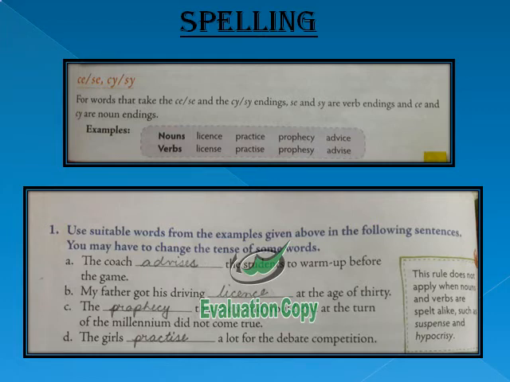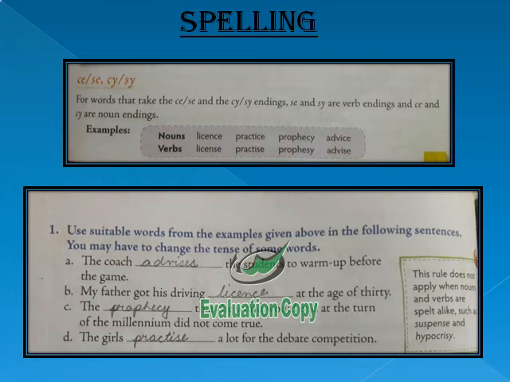Now look at this. The coach advised the students to warm up before the game. So the coach advises the students. So he is doing something. It is a verb. It will be SE. The coach advises the students. If it was, the coach gave some good advice to the students, we would have written CE. Okay. This is SE. Next one.